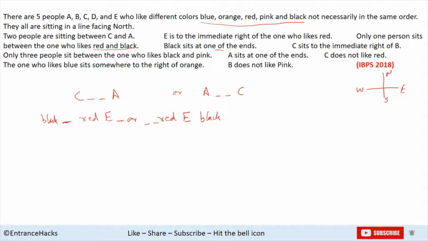Next statement is C sits to the immediate right of B. C sits to the immediate right of B, so we can modify this statement and we can see C is sitting to the immediate right of B here. Here also. So it will be like this.